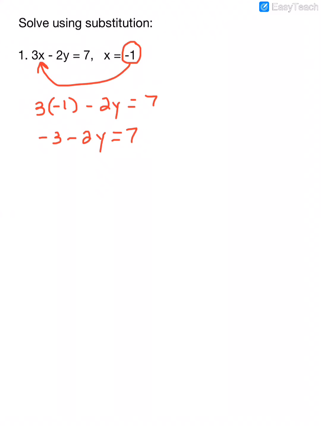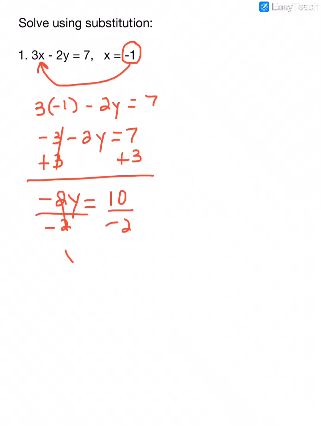So remember, I had said before that you can't solve an equation that has two variables. So we just did this and we substituted in for x. So now we only have a single variable. We only have y in the equation. So we can solve this because it's only got one variable. So we want to get that variable by itself. I'm going to add 3 to both sides. And that gives me -2y equals 10. Divide by -2, and I get y equals -5.